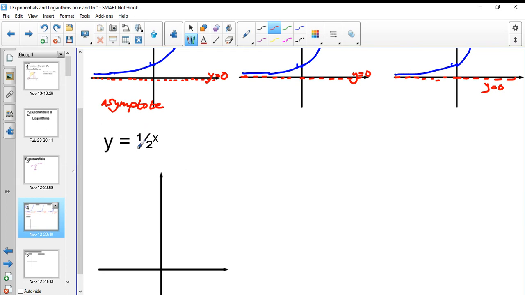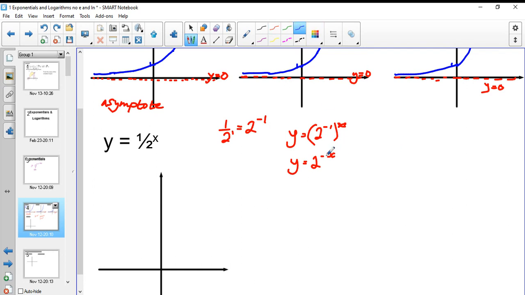Now you would think that y equals a half to the x, because the base is smaller, would look the same but not grow as quickly. Actually, it's slightly different. A half is 2 to the minus 1. So instead of y equals a half to the x, we can write it as y equals 2 to the minus 1, all to the x. Then we can use our index laws to multiply the powers together. So that's y equals 2 to the minus x.